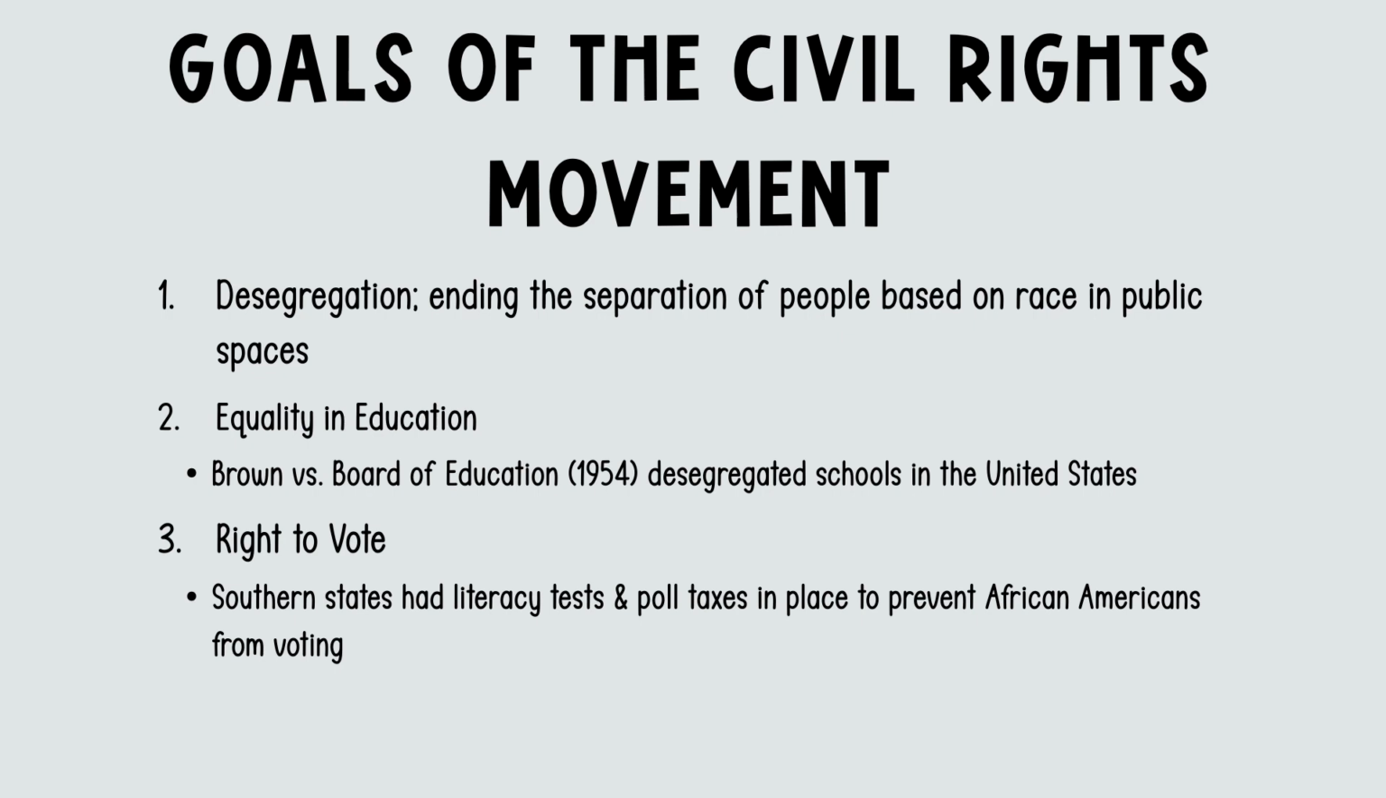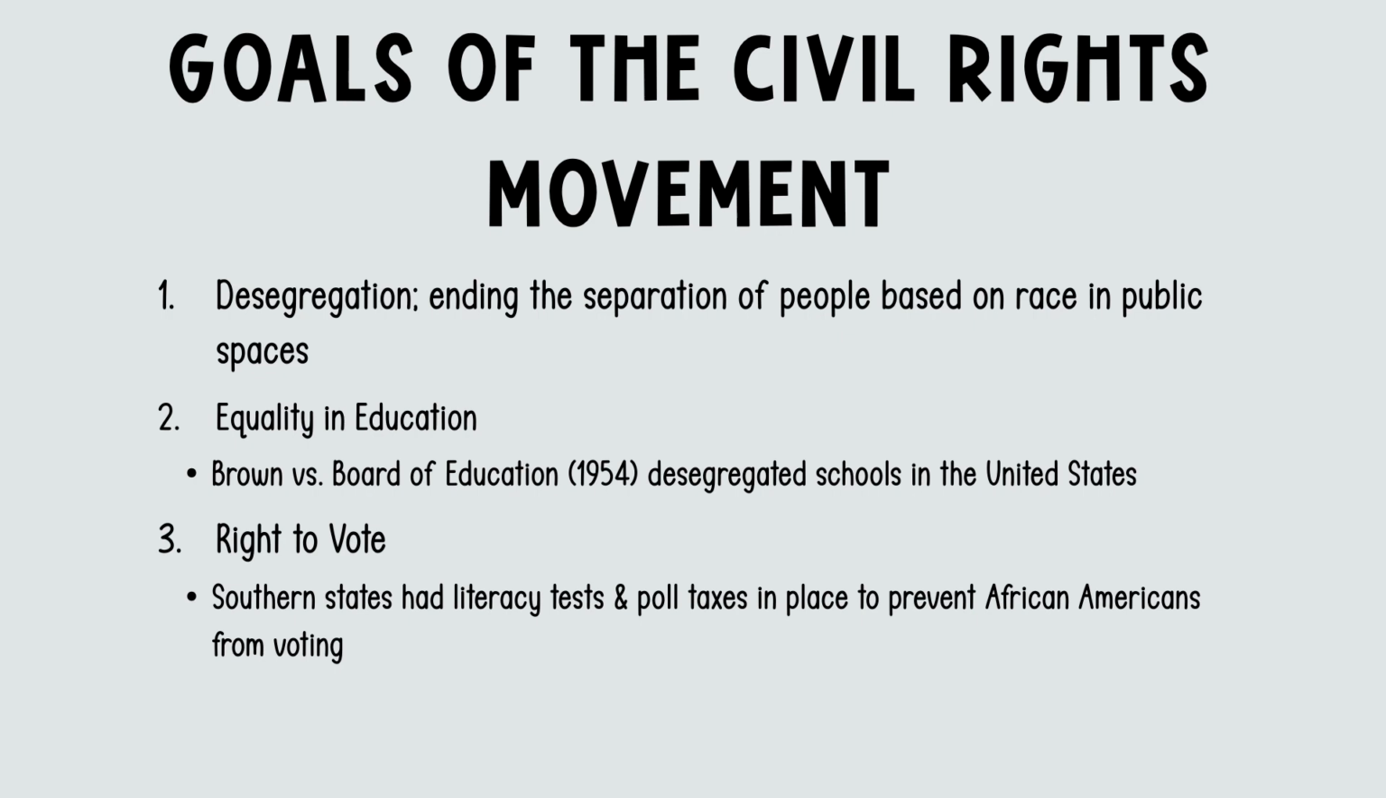Additionally, the Civil Rights Movement fought for the right to vote, which was systematically denied to African Americans in the southern states. To prevent African Americans from voting, these states imposed literacy tests and poll taxes. These measures were used as tools of discrimination to disenfranchise African American citizens. The Civil Rights Movement aimed to eliminate these barriers to voting and to secure the right to vote for all individuals.